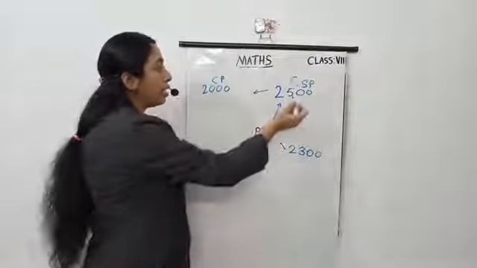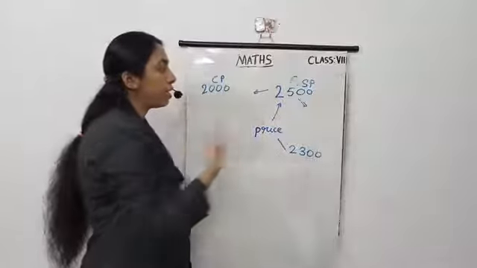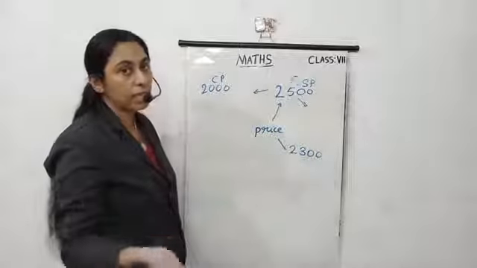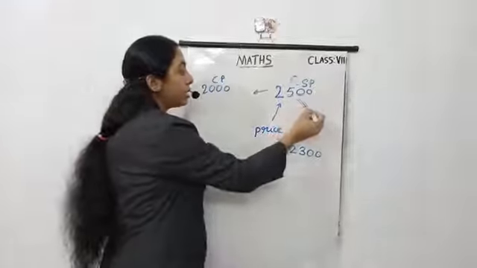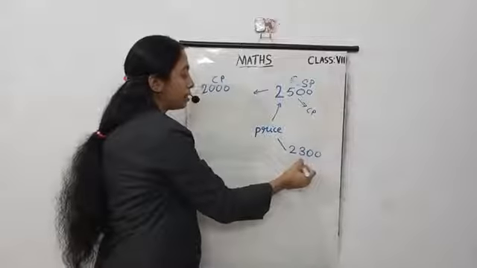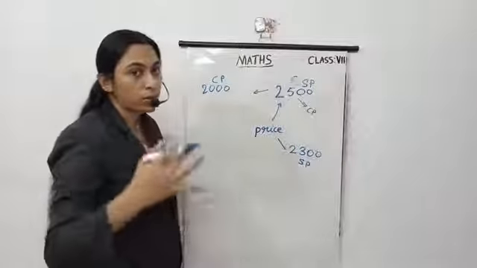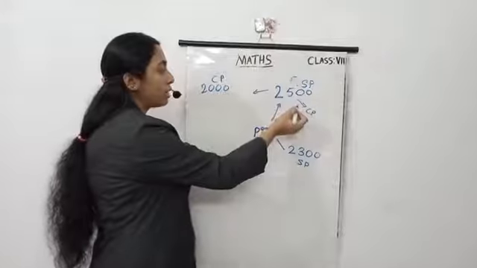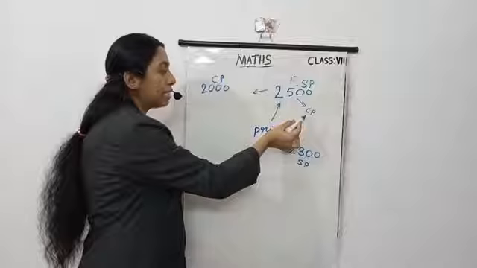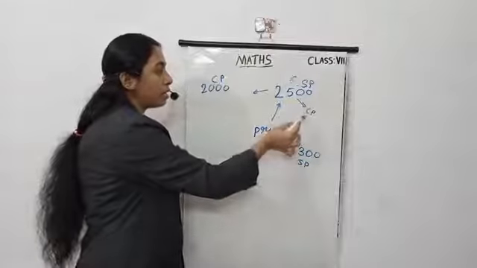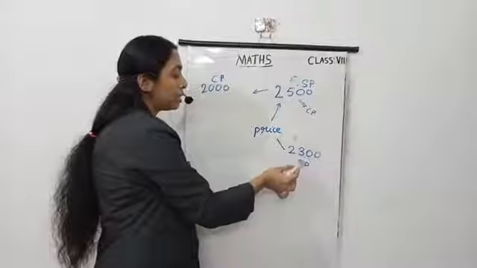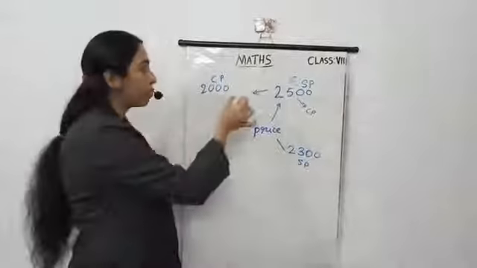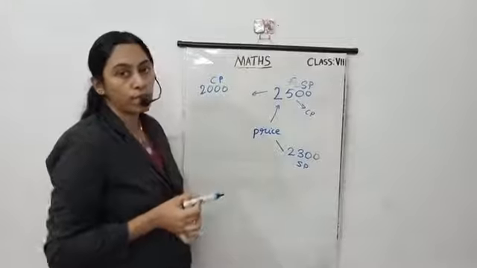So here 2,500, you are going to resell that bicycle, then this is cost price and this is a selling price. Understood? According to the situation, cost price and selling price vary. So you are reselling this bicycle. This is a cost price and this is a selling price, and you made a loss here and the shopkeeper made a profit here.